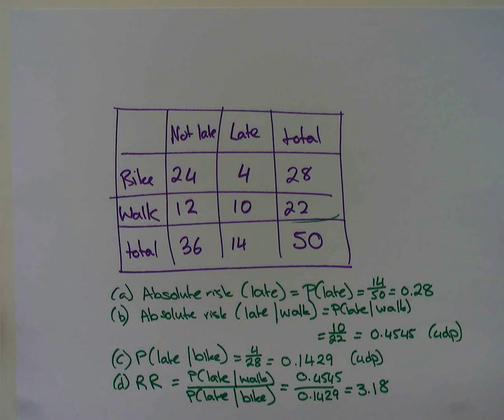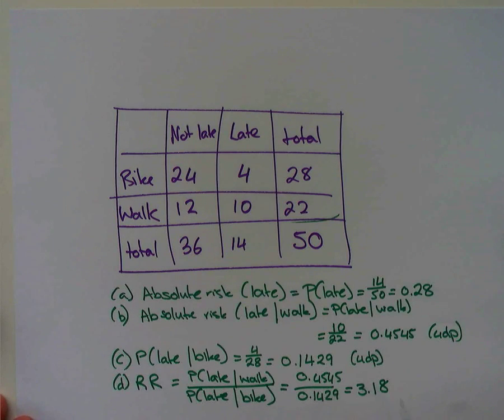So now we've got to think, well, what does that mean? So we're comparing walking with biking. If I look at the number there, the probability of walking and being late compared to the probability of biking and being late, there's a much bigger chance that he's going to be late when he walks to school than when he bikes to school. And in fact, being late to school when walking is 3 times more likely than if he's riding his bike. So that's what we want to interpret.